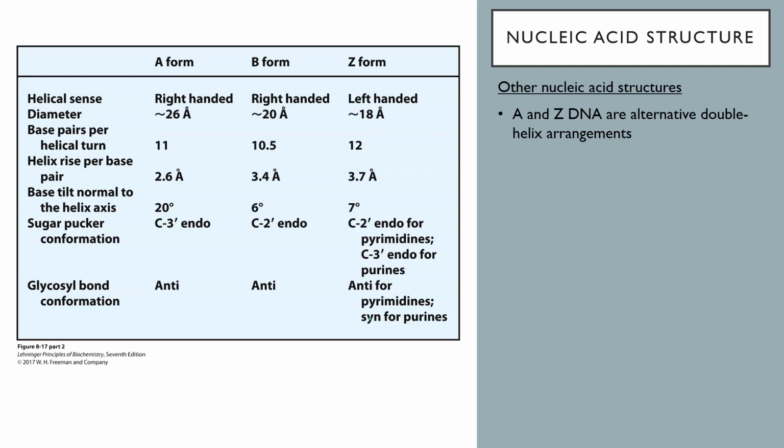Now, the B form is the important one, because that is how most of the DNA in a cell, most of the time, will be found. But A form and Z form can appear under certain circumstances, depending on things like water content, for example. So they are important, but B form is the most common form of DNA.